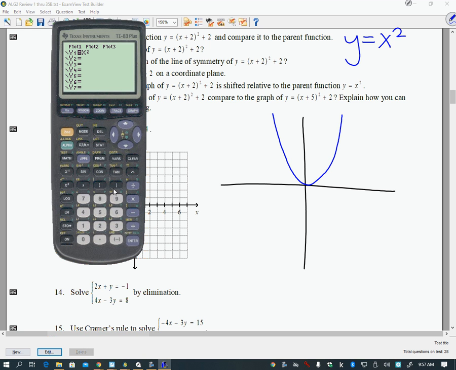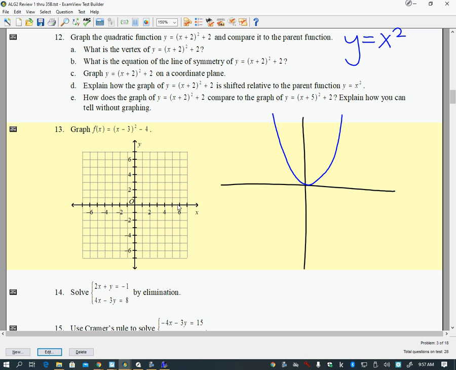We'll leave that just like it is. Parentheses, x plus 2 squared plus 2. Now before I hit graph, I want to indicate to you that I know what these individual parts do. And if you know what the individual parts do, then you don't need the graphing calculator to tell you what's going to happen.